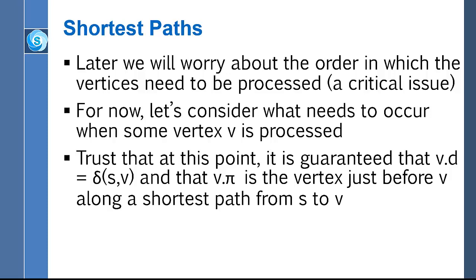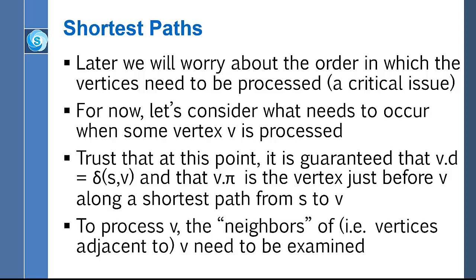By the time it's time to process the vertex V, it's guaranteed that V dot D will equal delta SV. V dot D will be now the true distance from S to V. And it will also be the case that V dot pi will be the vertex that comes right before V along a shortest path from S to V, as I previously said. You have to trust that that works.